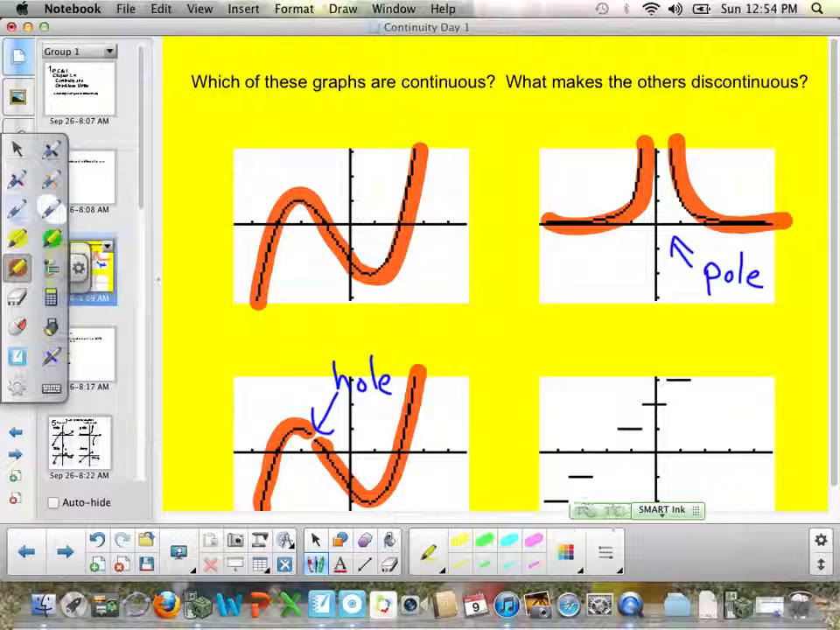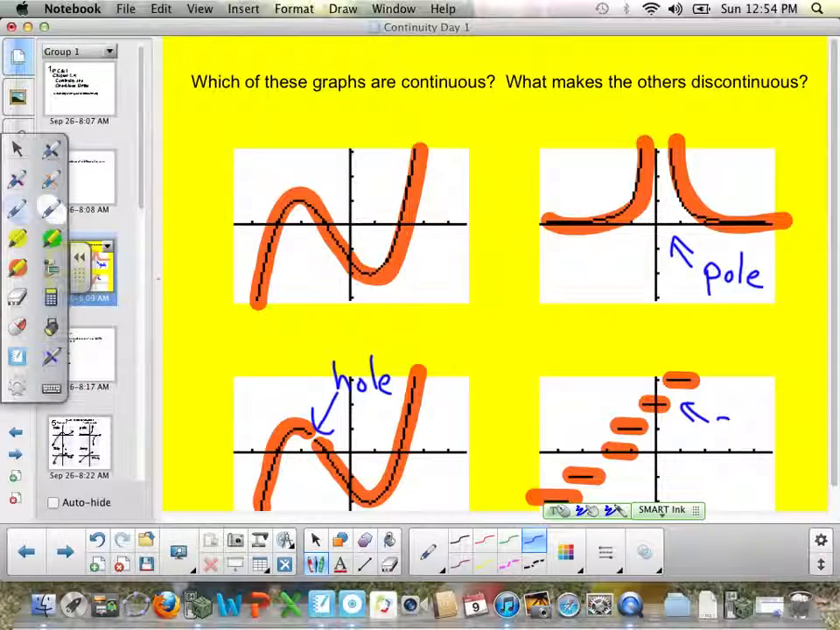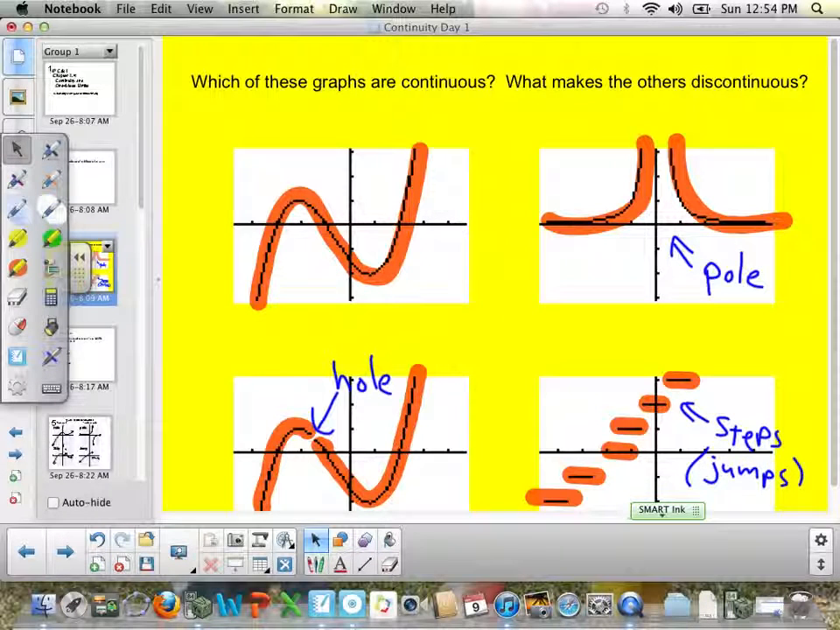And the fourth graph is discontinuous. I have to pick up my pen and jump to another location to draw my graph. All right? This one is discontinuous because it has steps or jumps embedded in it.